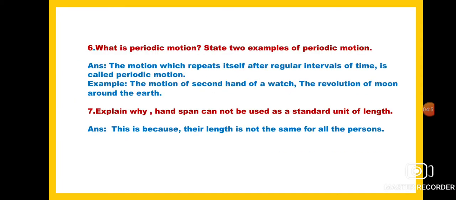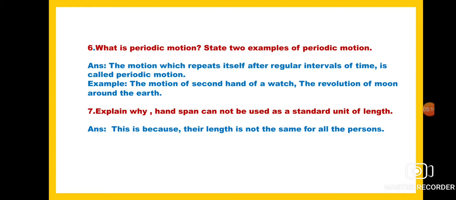Next, what is periodic motion? State 2 examples of periodic motion. So what is periodic motion? The motion which repeats itself after a regular interval of time is called periodic motion. Okay, so the interval of time is always fixed in case of periodic motion. For example, the motion of the second hand of a watch. Then the revolution of the moon around the earth, even the revolution of the earth around the sun.